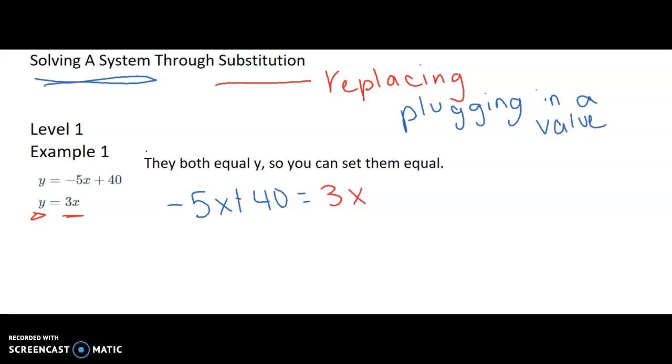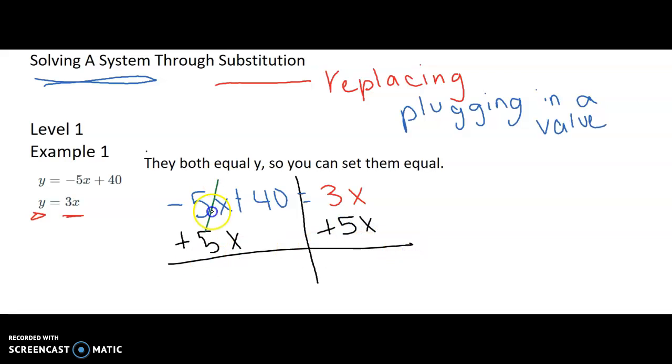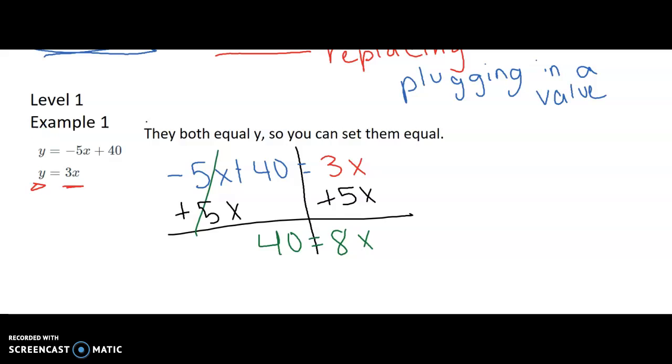And then here we're just back to solving multi-step equations. We want to combine all our x's. So I'm going to move this negative 5x by making it a positive 5x. If I do it on one side, I got to do it on the other. Bring down my 40 equals 8x. And then we have to divide by 8. Divided by 8. X equals 5.